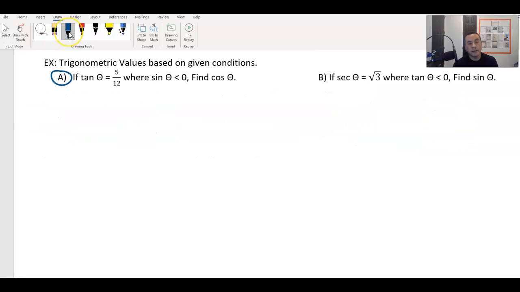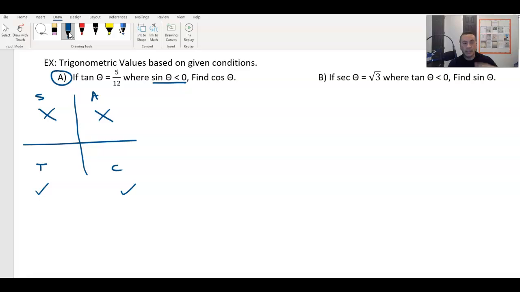Again, pause, read. It says, if the tangent of theta is 5/12, where the sine of theta is less than 0. Well, remember that advanced students take calculus. So if the sine of theta is less than 0, which means negative, then I'm not talking about an angle that would be drawn in the first quadrant, where everything's positive, or in the second quadrant, because sine is positive there. It's either going to be in the third quadrant or the fourth quadrant. That's where sine is negative.